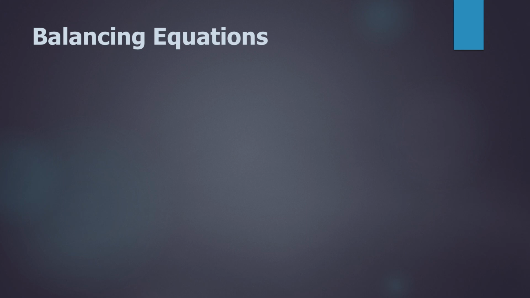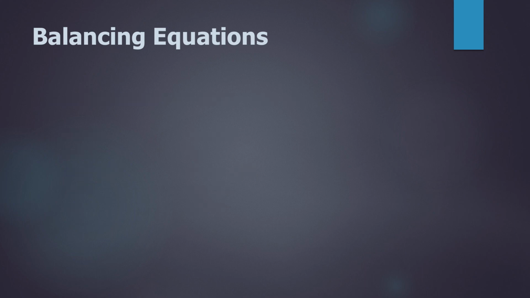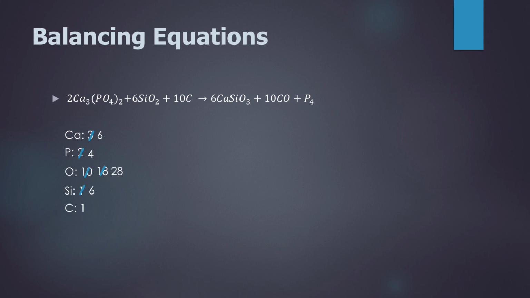All that's left now is oxygen and carbon. To balance the oxygen, we add a 10 in front of the CO on the right to give us 28 oxygen and 10 carbon. Finally, we balance the carbon by placing a 10 in front of the C on the left. And this is our fully balanced equation.